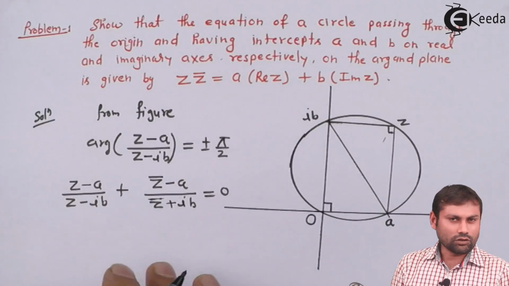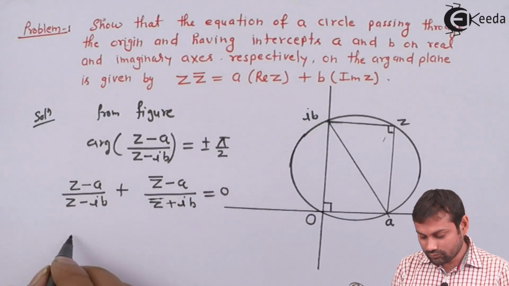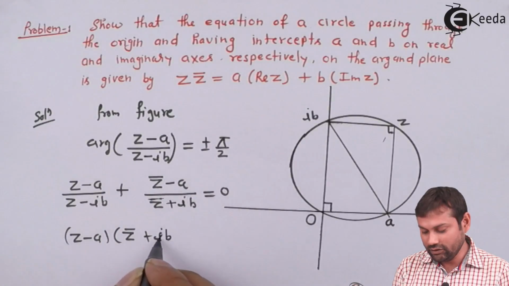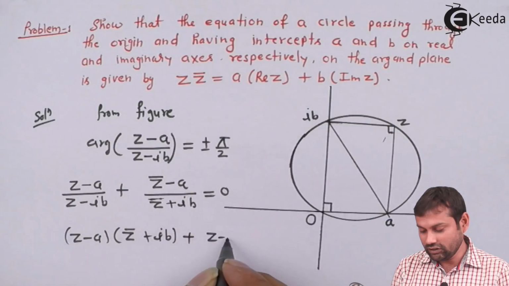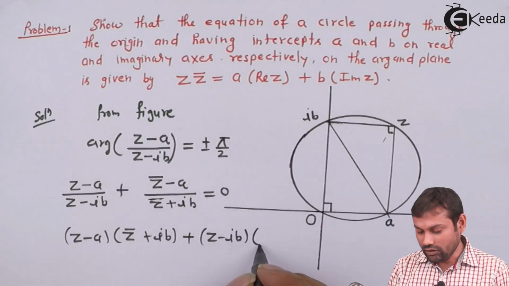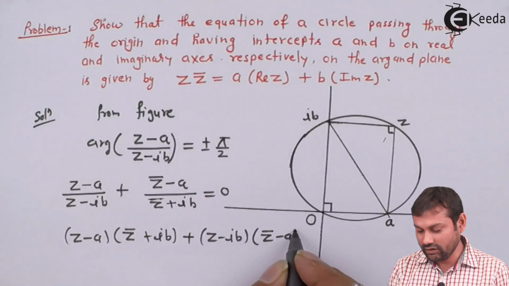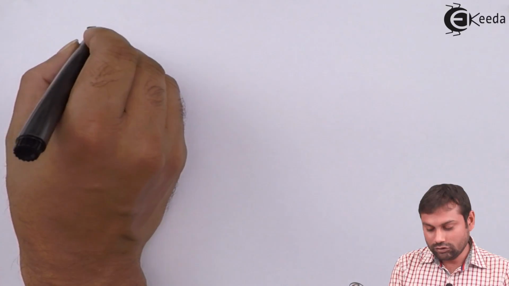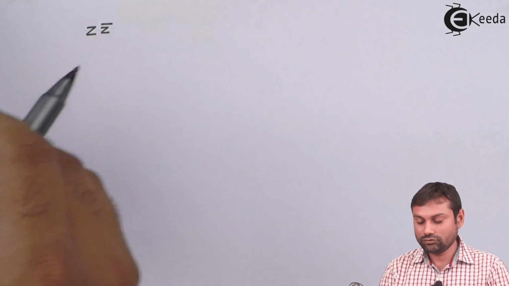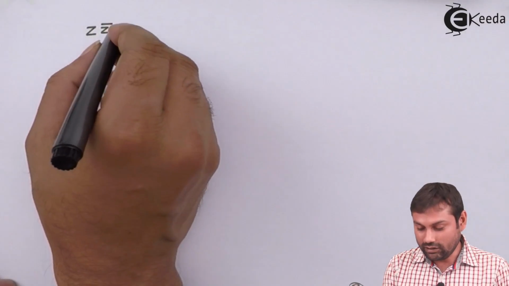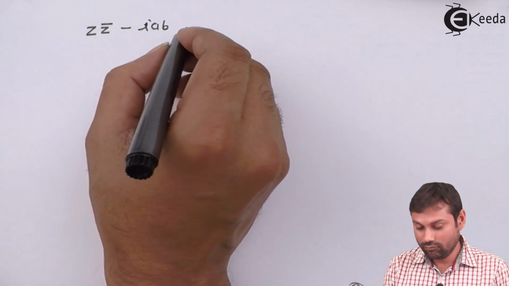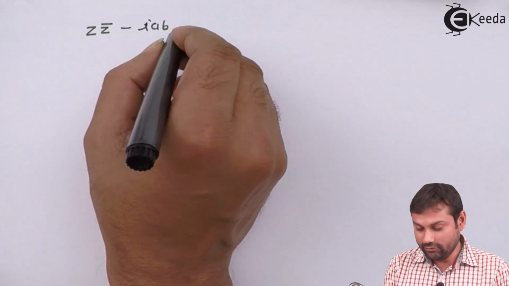Now solve this equation, cross multiplication. So (z minus A) into (z bar plus iB) plus (z minus iB) into (z bar minus A) equals 0. Now solve this equation.